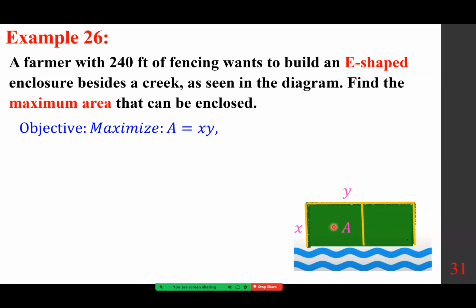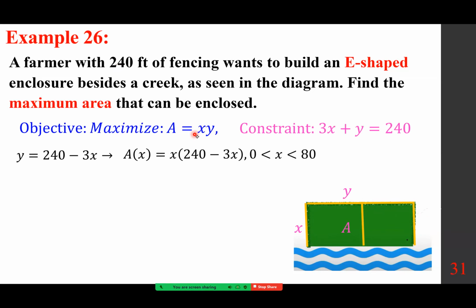That means 1, 2, 3 X's. Normally we have 2 Y. This side doesn't need it. 3X plus Y is 240. That's the constraint. You solve for Y, it becomes 240 minus 3X. Replace the Y and it becomes a function of X.